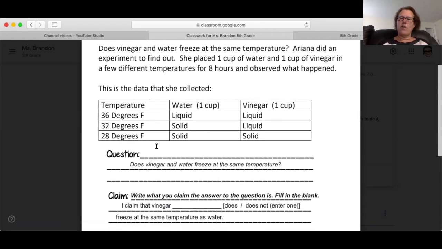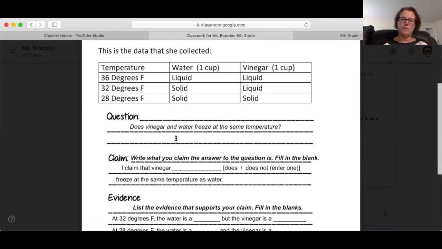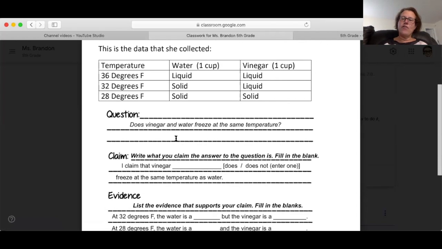So then we're going to have our question, does vinegar and water freeze at the same temperature? And then you're going to have your claim, and you're going to write what you claim the answer to the question is. And this time, just fill in the blank. So the sentence says, I claim that vinegar either does or does not. So you're going to either put does or does not in there. It does or does not freeze at the same temperature as water. I want you to look at that data and tell me what you claim. Okay?